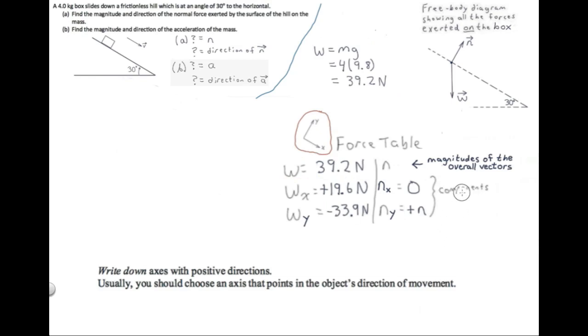Before we work on the components, we must choose our axes. We should usually choose an axis that points in the object's direction of motion. The box is moving parallel to and down the surface of the hill. So I'm going to choose a positive x-axis that points parallel to and down the surface of the hill. Then we'll choose a y-axis that points perpendicular to the surface of the hill.